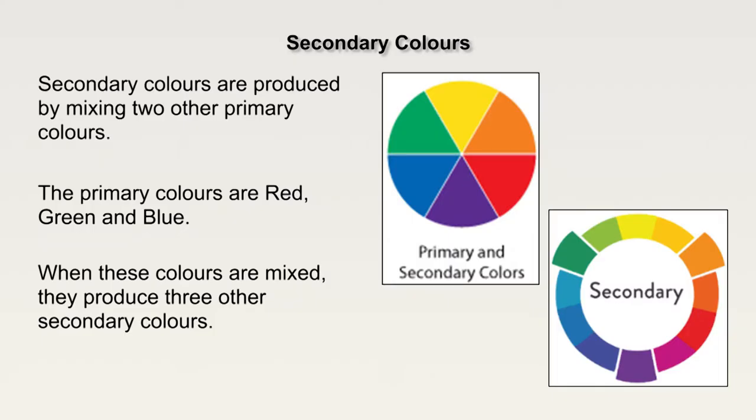Secondary colors. Secondary colors are produced by mixing two primary colors. The primary colors are red, yellow, and blue. When these are mixed, they produce three other secondary colors.